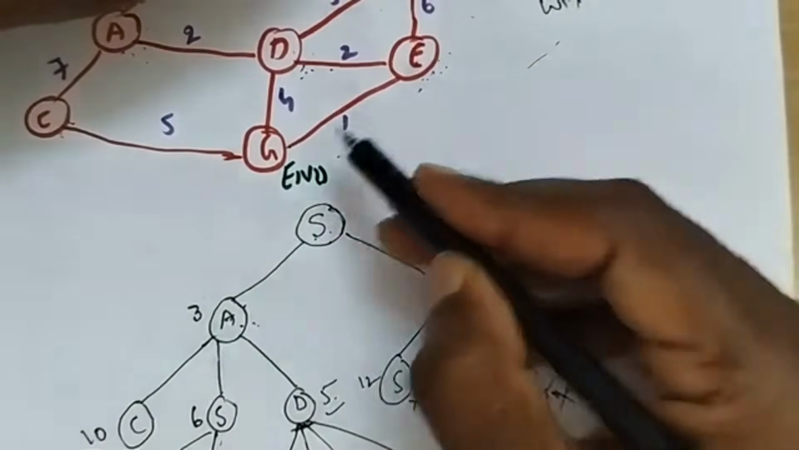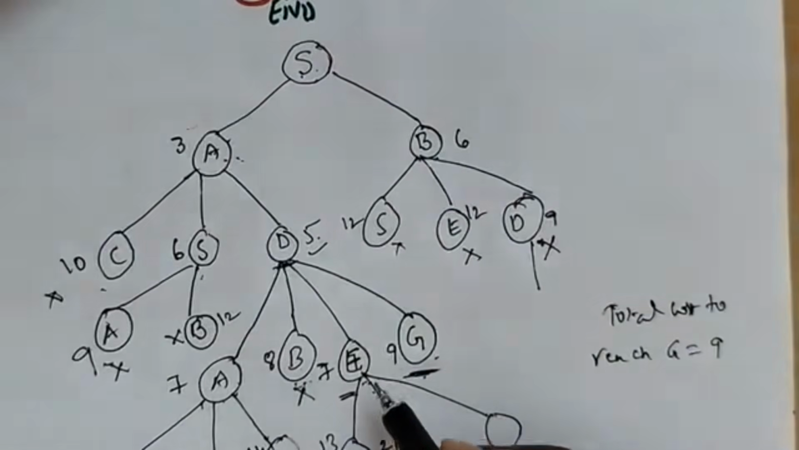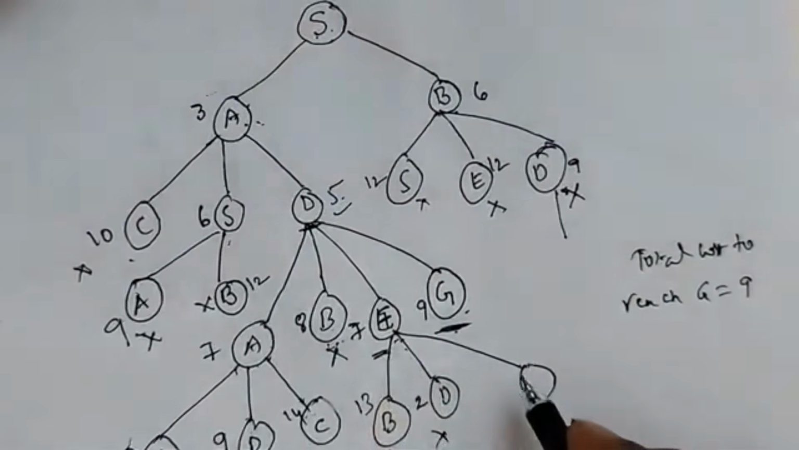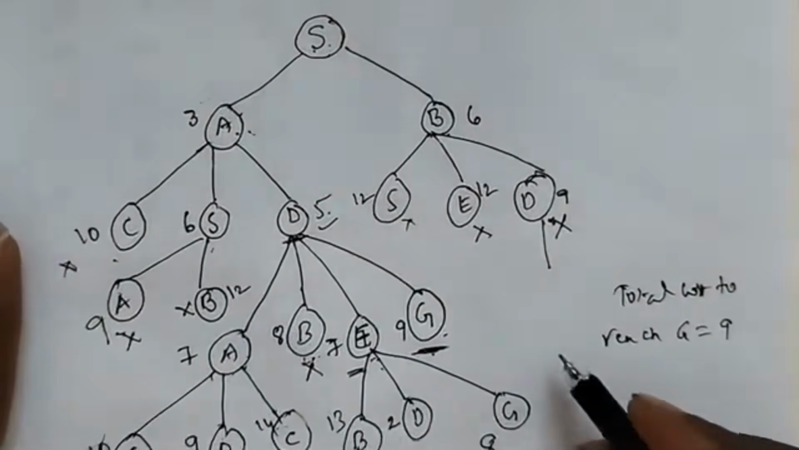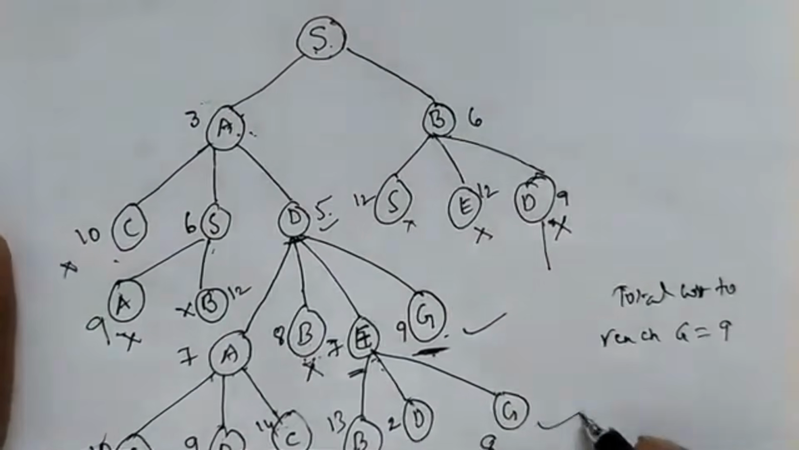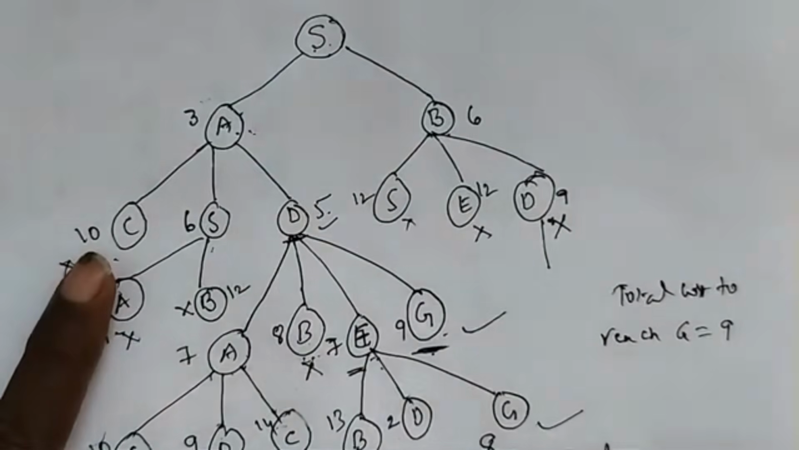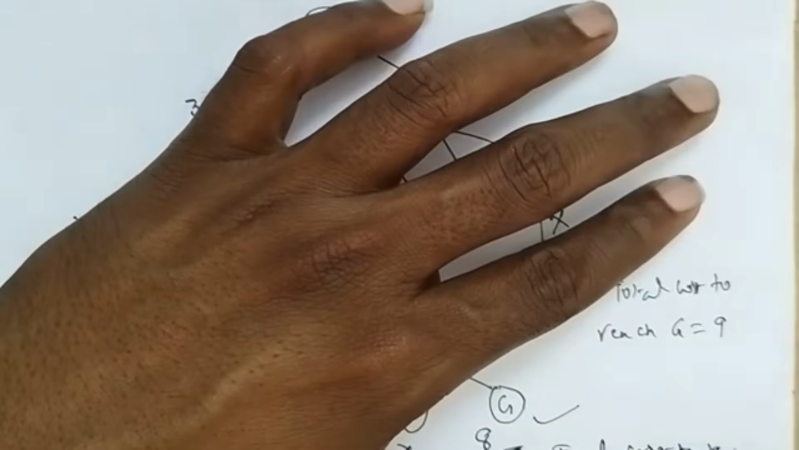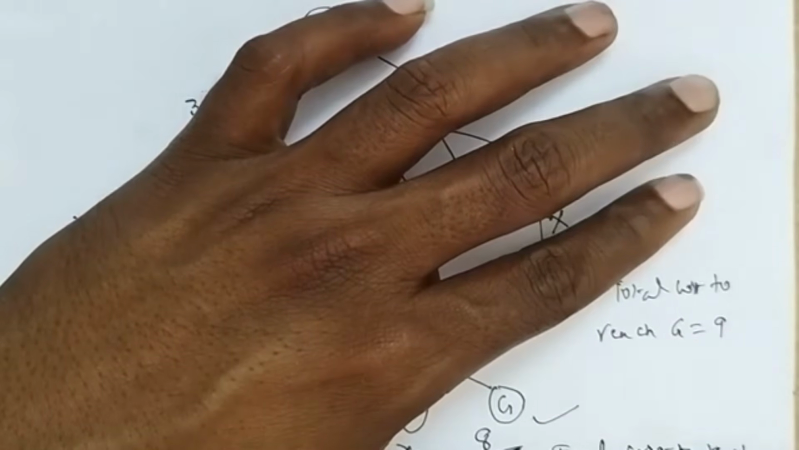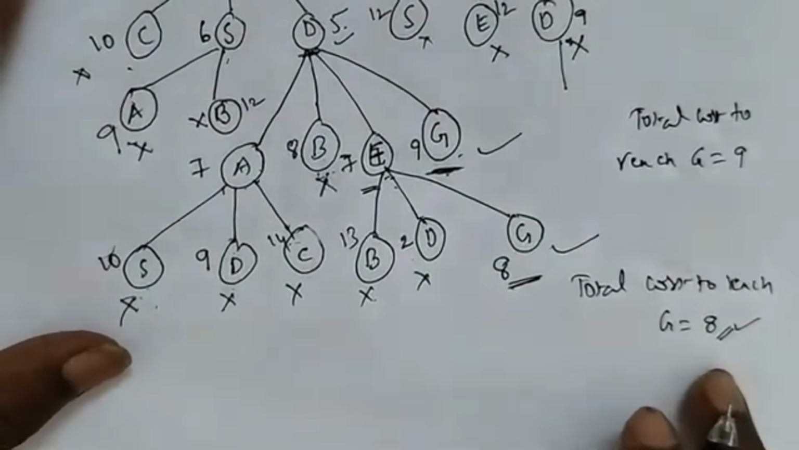And E to G. So what is the value? Previously the E value is 7. If you add 1, what is the value here? G is 8. Previously we got the total cost to reach G as 8. Now the updated value is 9. So the total cost to reach G equals 8.